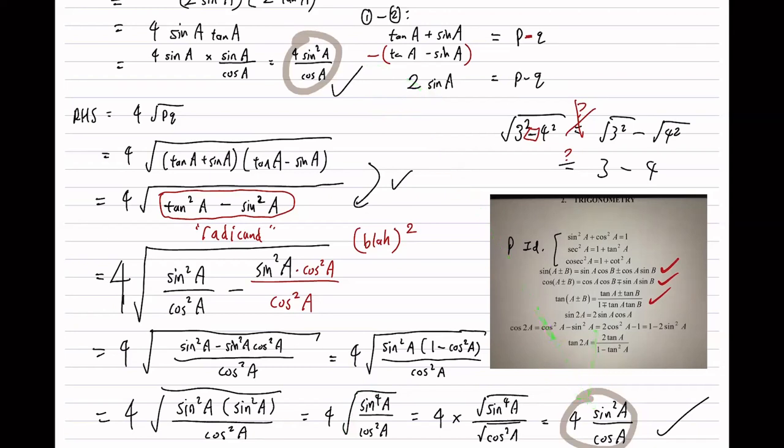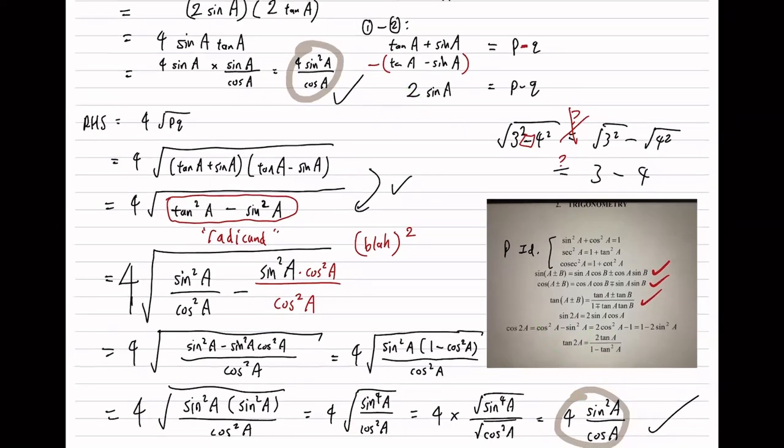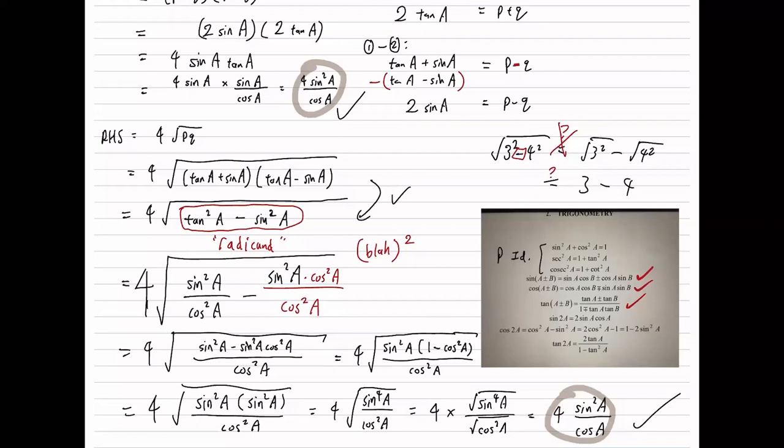What other tricks do you need? You need to split everything up into sines and cosines. Maybe you can do an experiment on your own, whether using tangent square equals secant square minus 1 would help in solving the question. I cannot see it immediately. Maybe it works, I'm not sure. You can go and do it on your own.